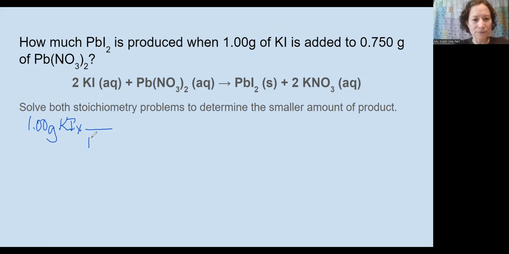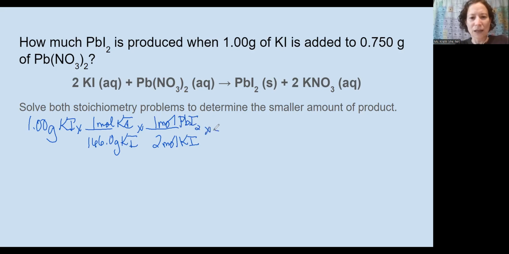Convert to moles. 1 mole. And then we're going to PbI2. So let's just head straight there for the heart of the problem. 2 moles of KI. Remember, these numbers come from the balanced equation. 1 mole of PbI2. You can stop there, but sometimes it's easier just to plow ahead while you're at it.